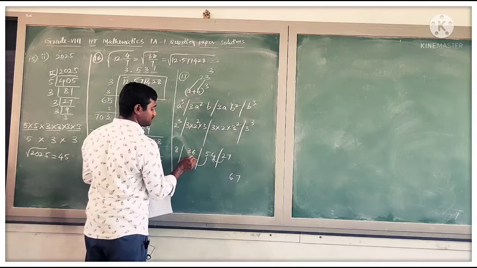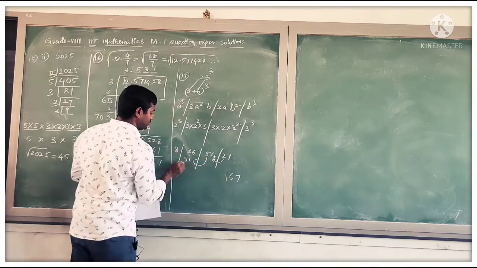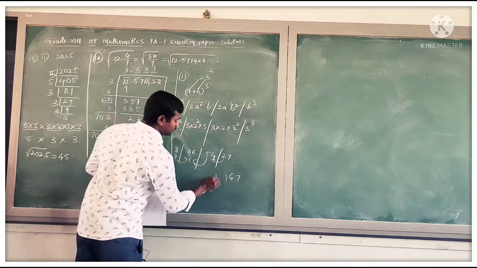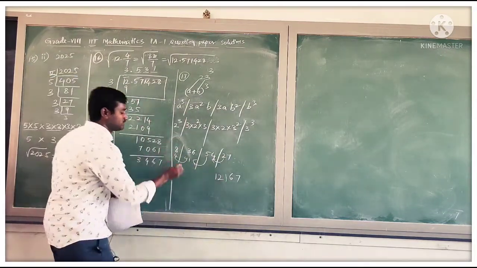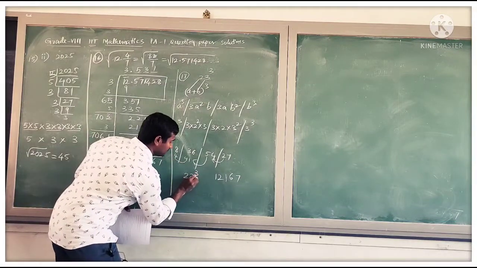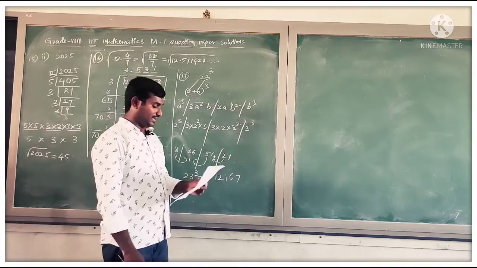So 36 plus 5, 41. So 1 will come here, this 4 is carried over to here. So 8 plus 4, 12. So 12,167 is the cube of 23. 23 cube is how much? 12,167 is the answer for that.